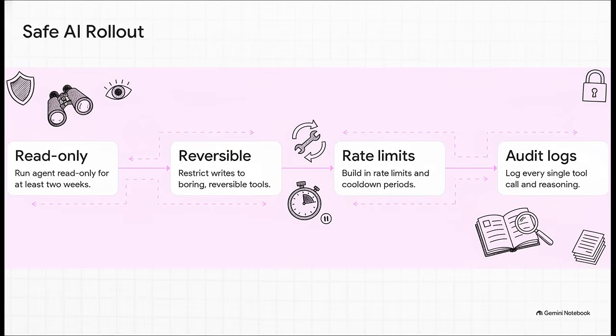Step 3, build in a rate limit and a cooldown period on every write action immediately. And step 4, log every single tool call and the AI's reasoning for it. You will find yourself having post-mortem conversations with yourself, asking, why on earth did the AI just do that, way more often than you expect?